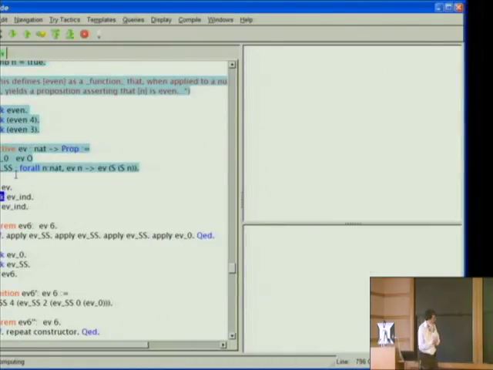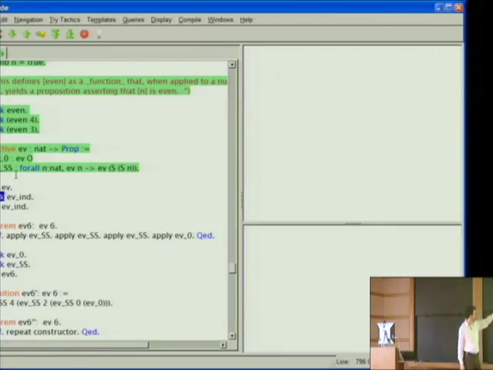I want to briefly show you something about inductive definitions of propositions. Before, I showed you inductive definitions of data structures, like natural numbers and lists. Here is an inductive definition of a predicate. Evenness is a predicate that is a function from nat to prop.